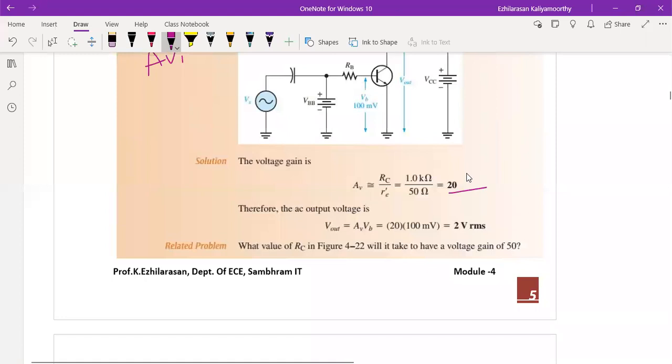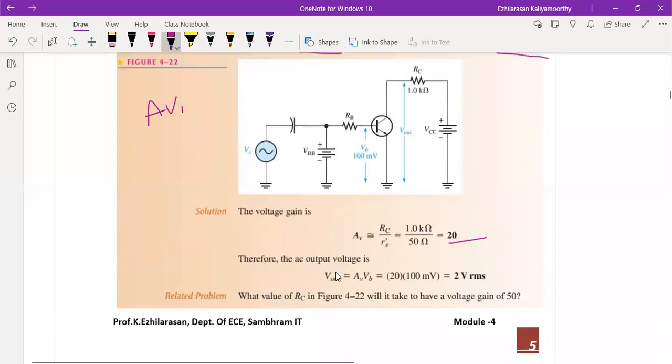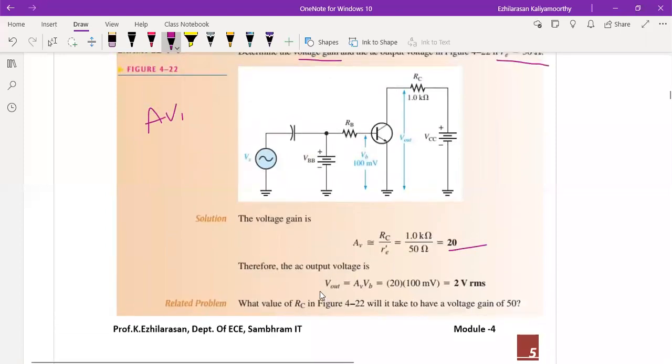It's a constant value. Now, therefore, what is the AC output voltage? That is Vout, where Vout is equal to AV into VB. AV is already 20. The VB is nothing but your base voltage, which is 100 millivolt. Then you apply, we get 2 volt RMS. So this is a very simple problem. Given sometime you can do like this also.